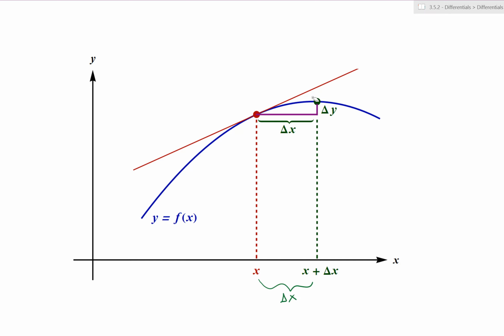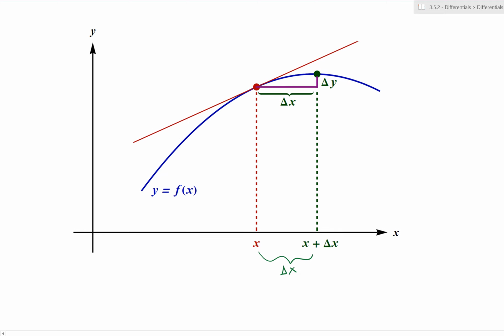That change in the output value from x to x plus delta x is the change in the function, which we're going to call delta y here. And that is something we'd like to estimate using our linear approximation. So that's the goal. How do we estimate that delta y?